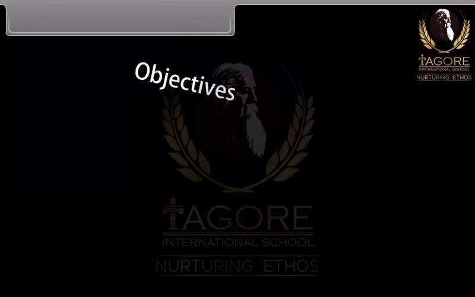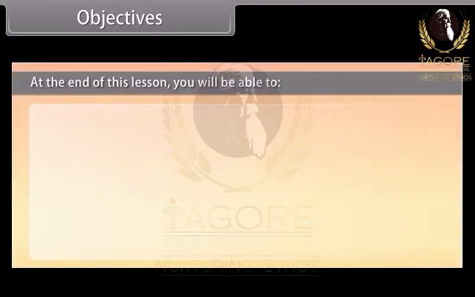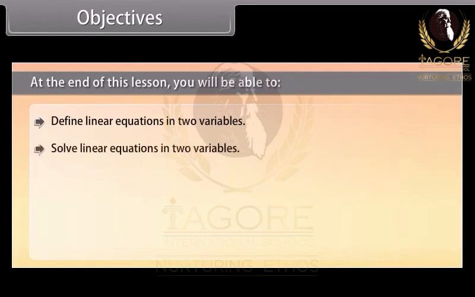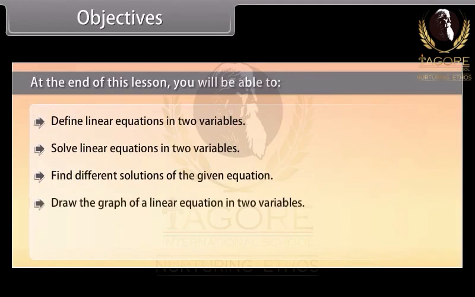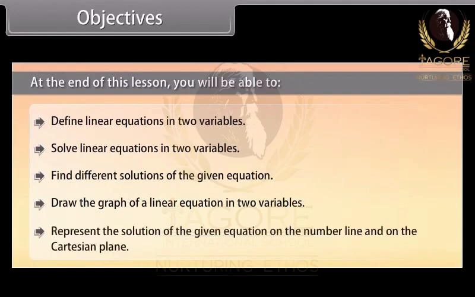Objectives. At the end of this lesson, you'll be able to define linear equations in two variables, solve linear equations in two variables, find different solutions of the given equation, draw the graph of a linear equation in two variables, represent the solution of the given equation on the number line and on the Cartesian plane.